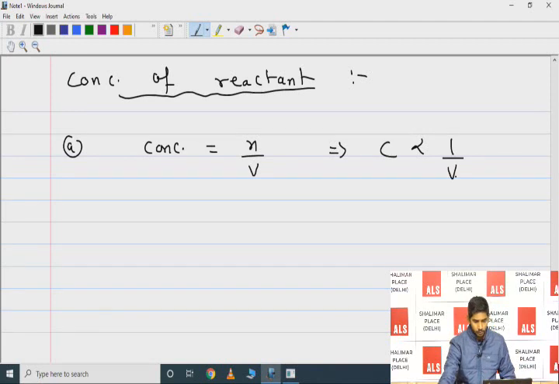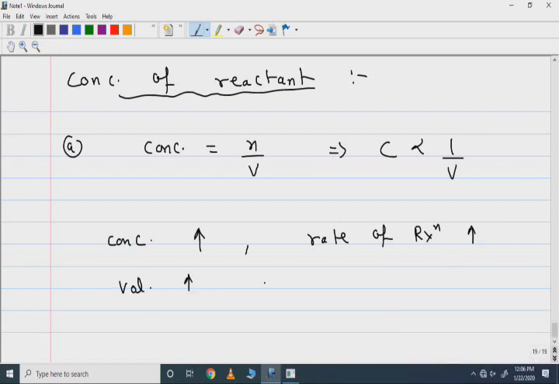So, what can I say, that concentration is inversely proportional to the volume. So if concentration is increased, we know that rate is nothing but change in concentration upon time taken. So what can I say, that if concentration is increased, rate will also increase. If we say volume is increased, volume varies inversely with the concentration. So obviously if volume is increased, it means that concentration will decrease. It means rate will decrease.